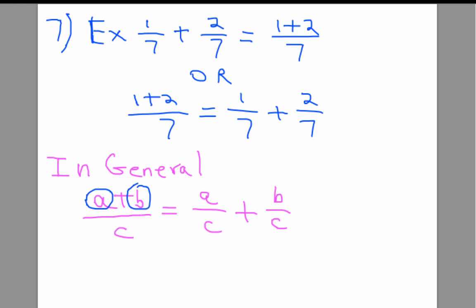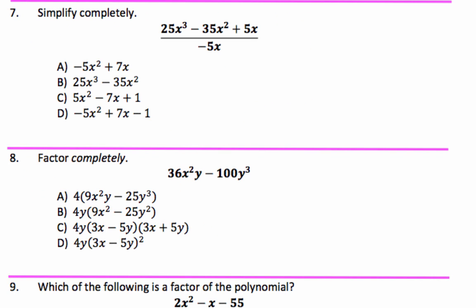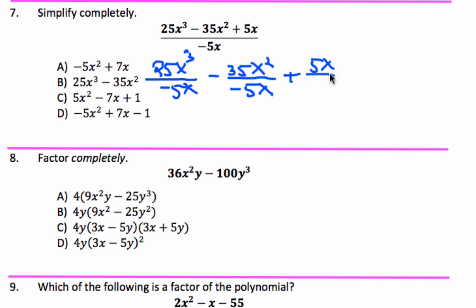Now let's return to the original problem. Here we have 3 terms in the numerator, so we can make 3 small fractions, and each fraction will have a term from the big fraction's numerator and our denominator of negative 5x. So the first fraction will be 25x cubed over our denominator, negative 5x. The next fraction will be minus 35x squared over negative 5x. And finally, plus 5x over negative 5x.